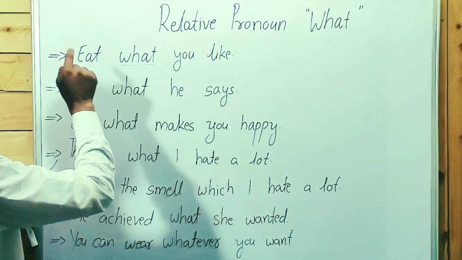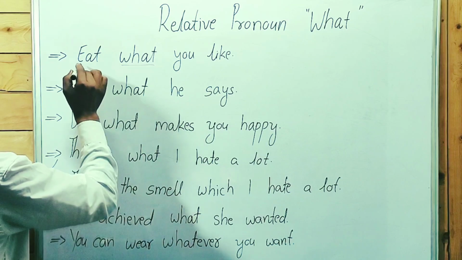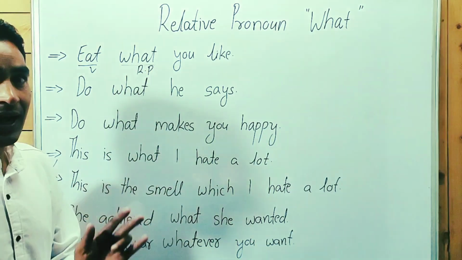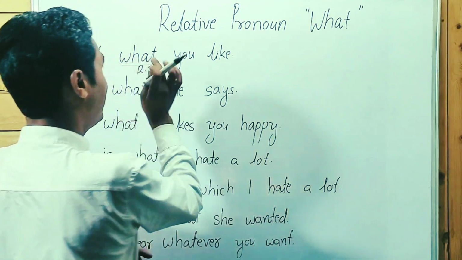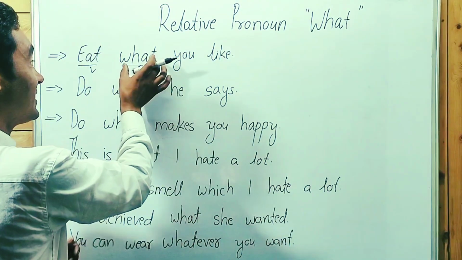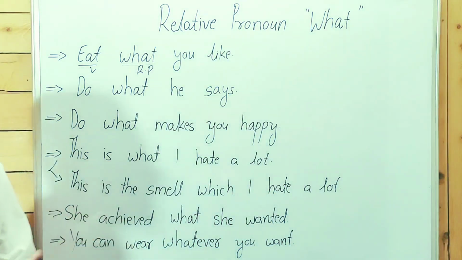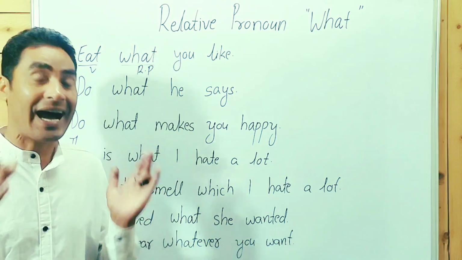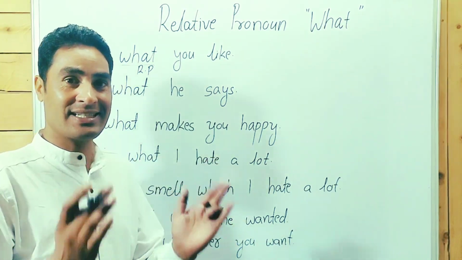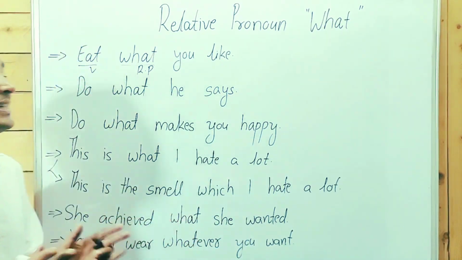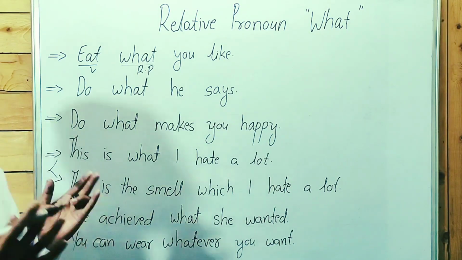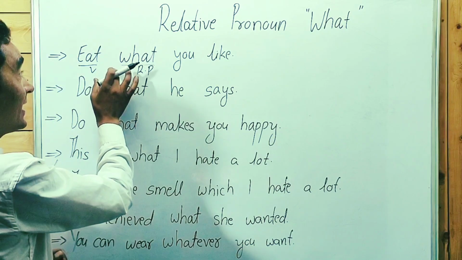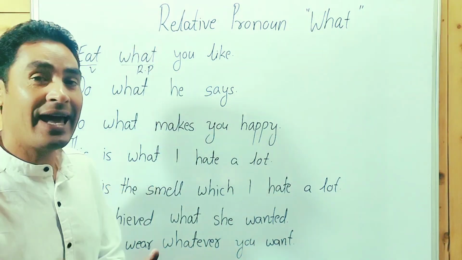So here guys, point to be noted. Here eat is a verb. What is a relative pronoun. I'm so sorry, I'm writing roughly. What you like is a relative clause. I hope you know about it. In the previous videos, I explained each and everything: antecedent, relative pronoun, relative clause, etc. So here, there is no antecedent.